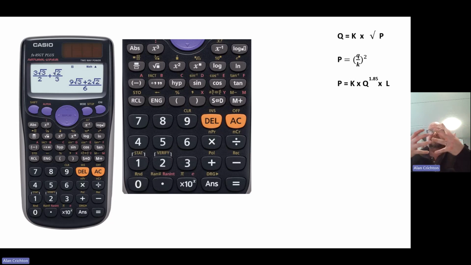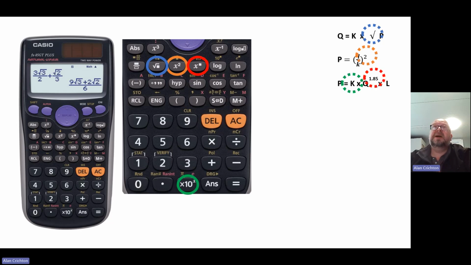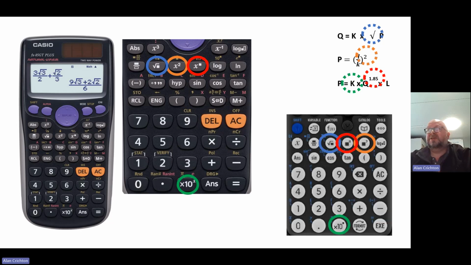So if we take a version of the calculator here, what we'll have is the square root button, which is the blue button circled here. The square button is here, the orange, and also you've got the K factor, which we're going to need this button here, and also the to the power button, which is that one here. Now that might look slightly different in other calculators, but the times 10 generally works out the same. The square root button doesn't look much different. The square button is x squared, and then the power button is the power key.